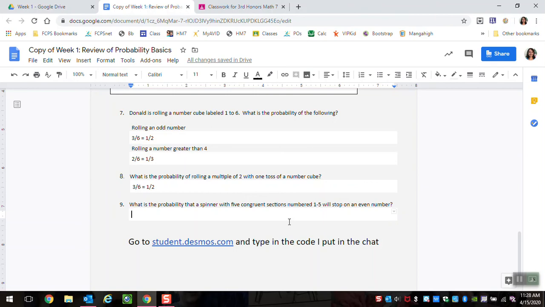Glad you came back. All right, so let's see. Stop on an even number. So we have 2 and 4 are the only even numbers. So that's 2 even numbers out of 5. So my probability is 2/5.